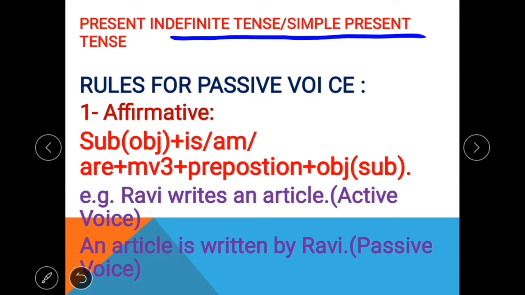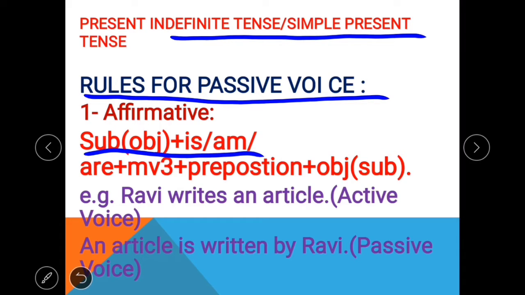Dear students, rules for passive voice. First of all, affirmative. In an affirmative sentence, the subject, which is made from the object, then is, am, or are according to the number of the subject. After that, the third form of the main verb, which is also known as past participle. Then preposition. Preposition means by, especially by is to be used in all passive voice, but according to sense, in, at, to, with, etc. can also be used. Then the object, which is made from the subject.